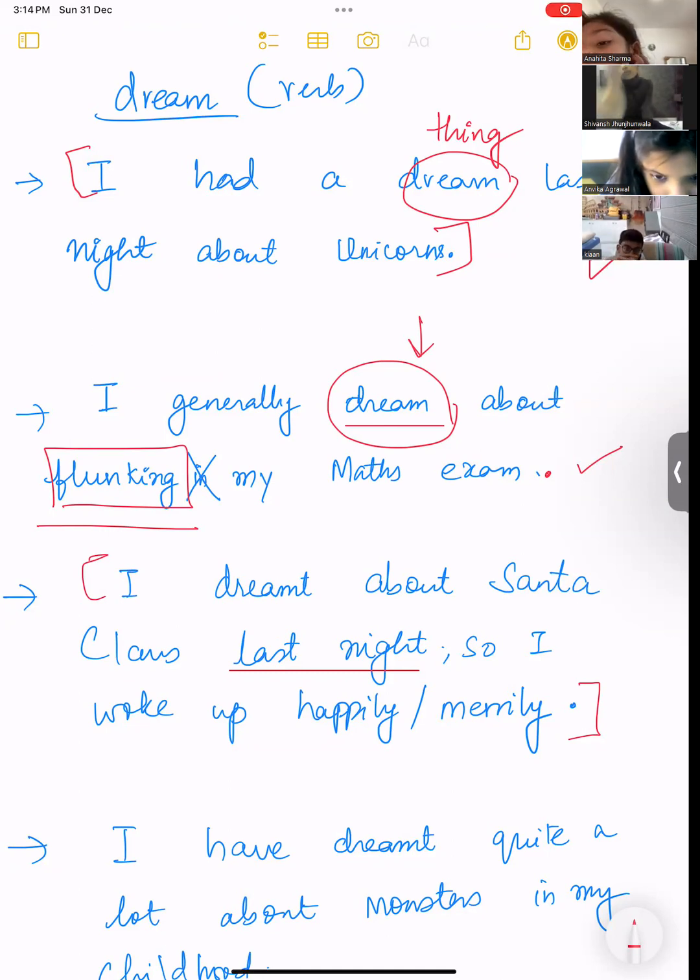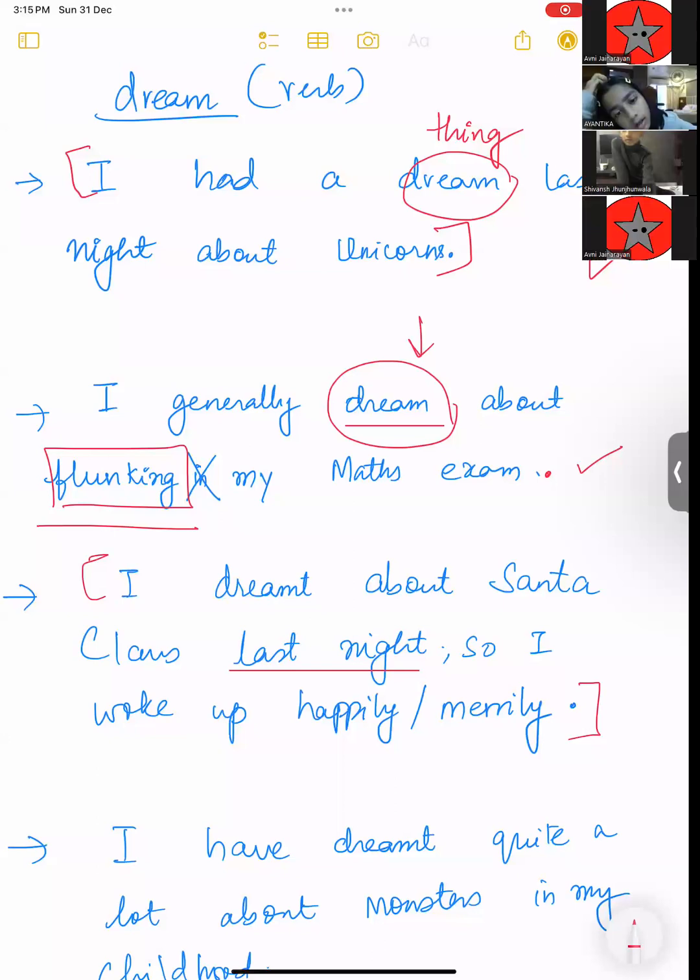Yeah. Now tell me which verb, which tense it is. Ma'am, past tense. Past tense.